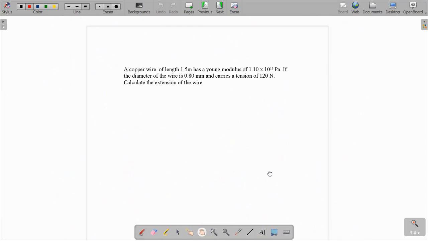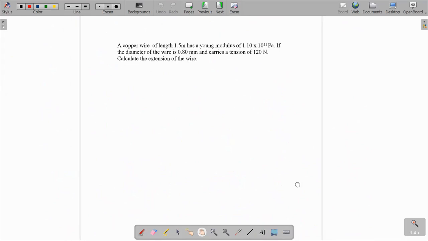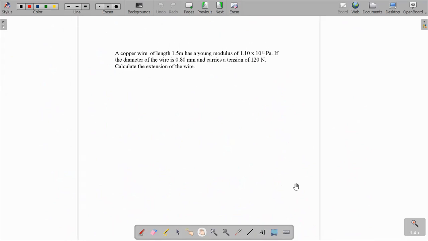The next question here says that a copper wire of length 1.5 meter has a Young modulus of 1.10 times 10 to the power of 11 Pascal. If the diameter of the wire is 0.8 millimeter and it carries a tension of 120 Newton, calculate the extension of the wire.